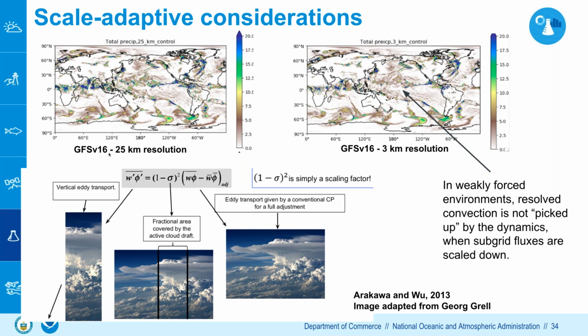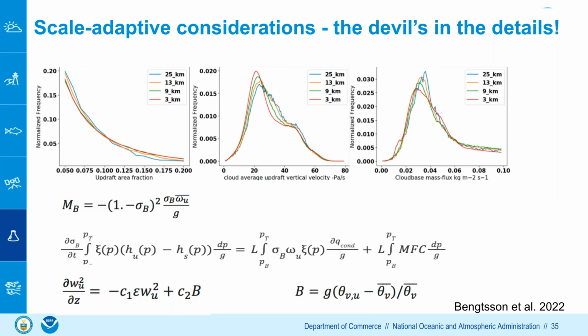But we see in GFS version 16, when I ran at 25 kilometers and at 3 kilometers, in some areas over the Pacific or in weakly forced environments, resolved convection is not picked up by the dynamics when the subgrid fluxes are scaled down. So I shared this at the UFS EPIC summer meeting: with these considerations, the devil is in the details in some way.